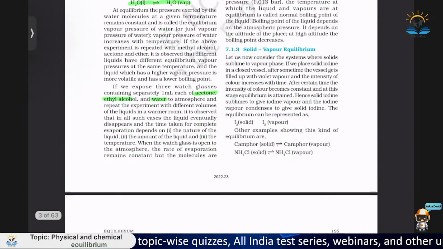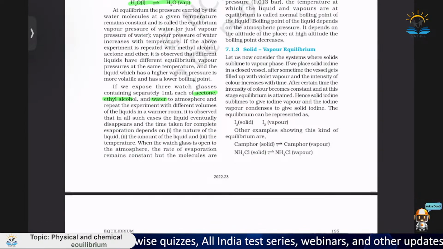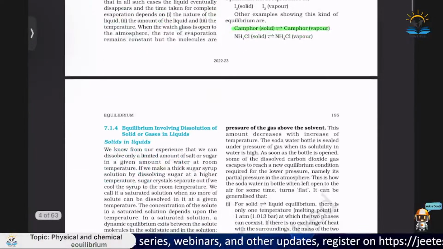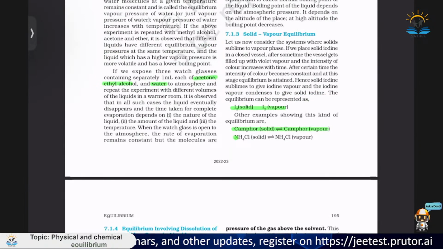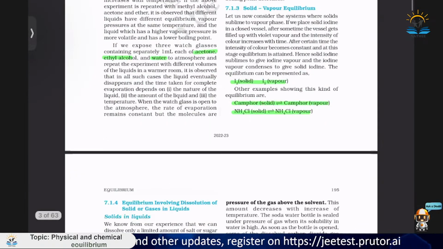The last one is solid to vapor equilibrium. For example, we'll take camphor, solid camphor to camphor vapor. Other examples are iodine and ammonium chloride also, right?